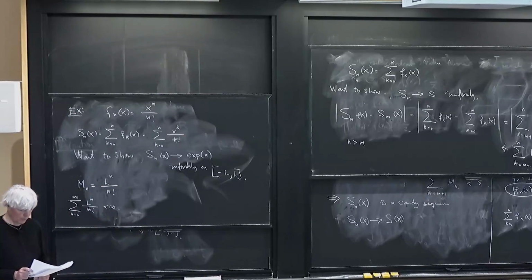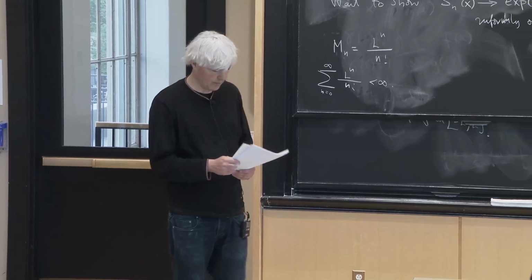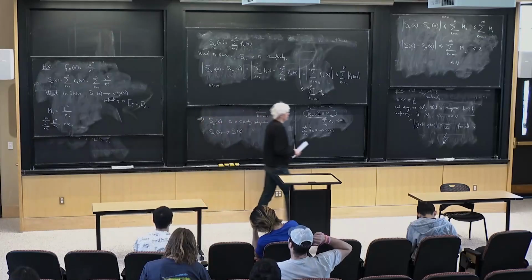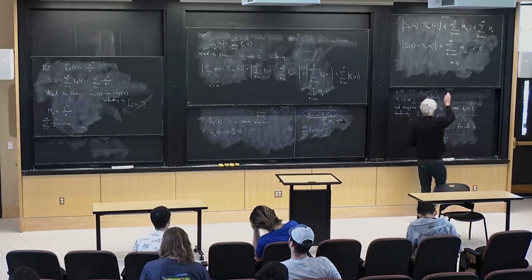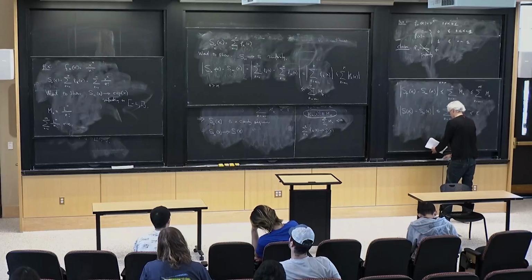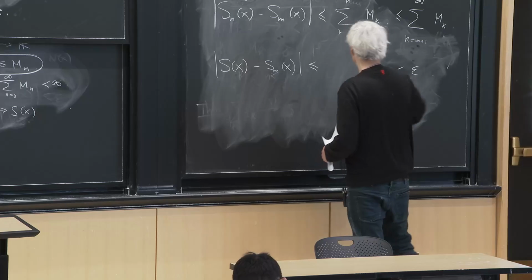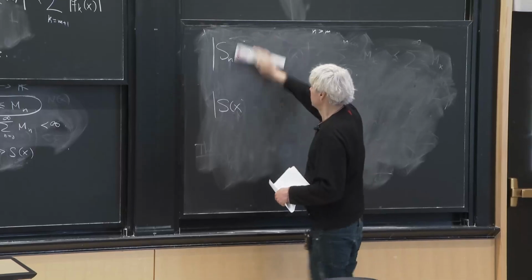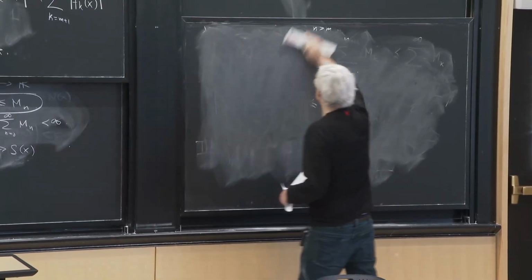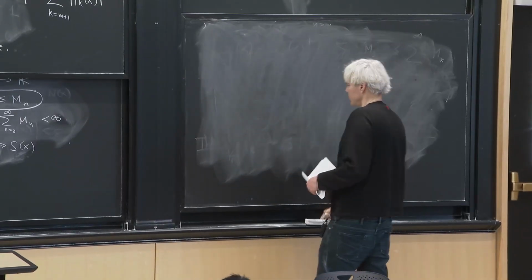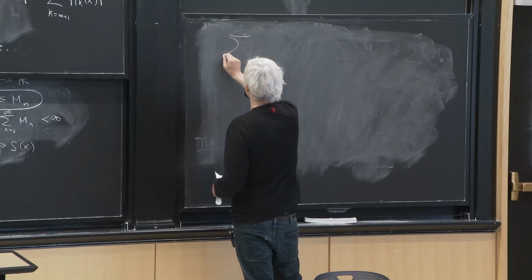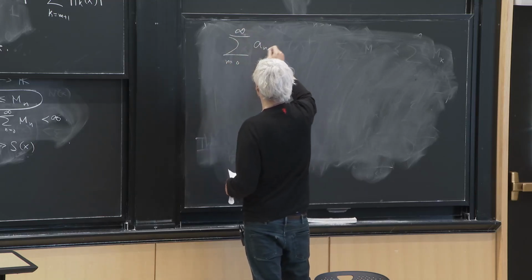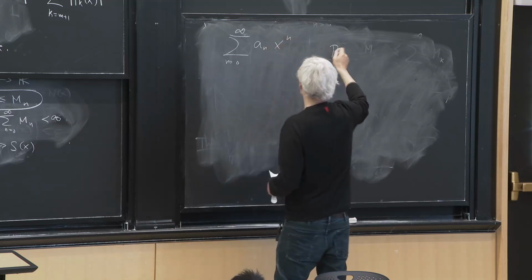Right, so now we can do this same argument more generally. So this leads us to the following. Suppose you take a power series. So you're summing here n equal to 0 to infinity, an xn. This is a power series, right?